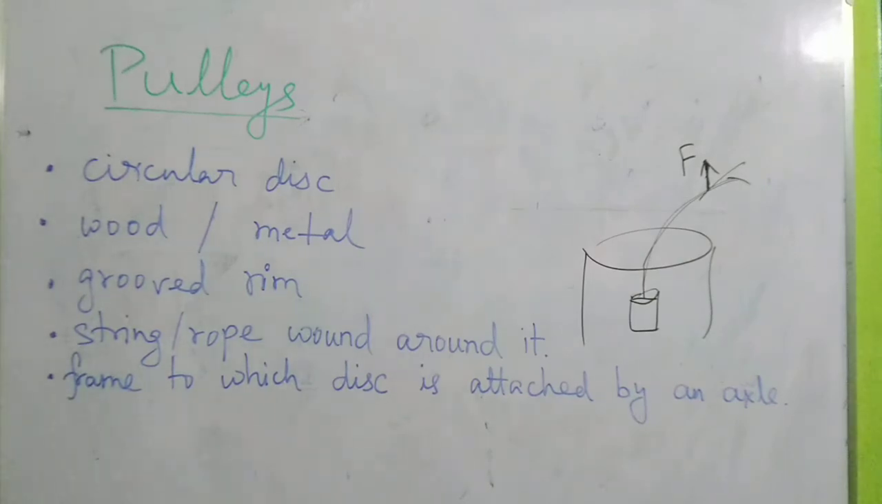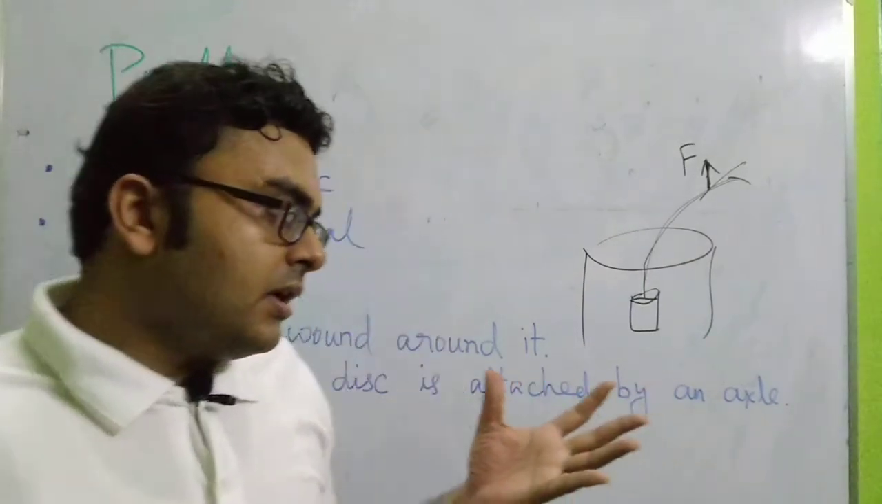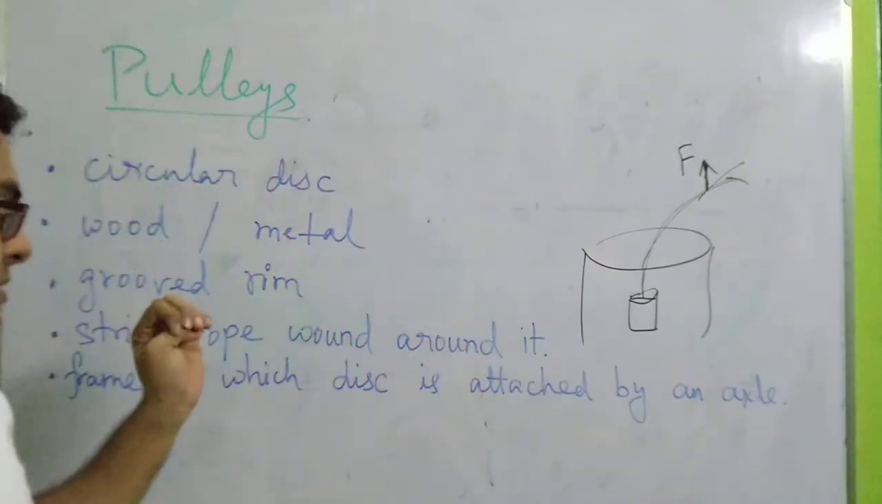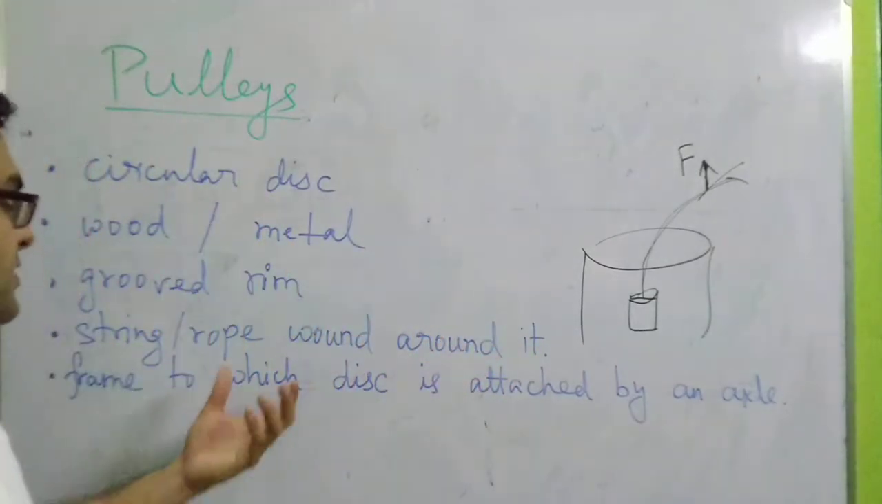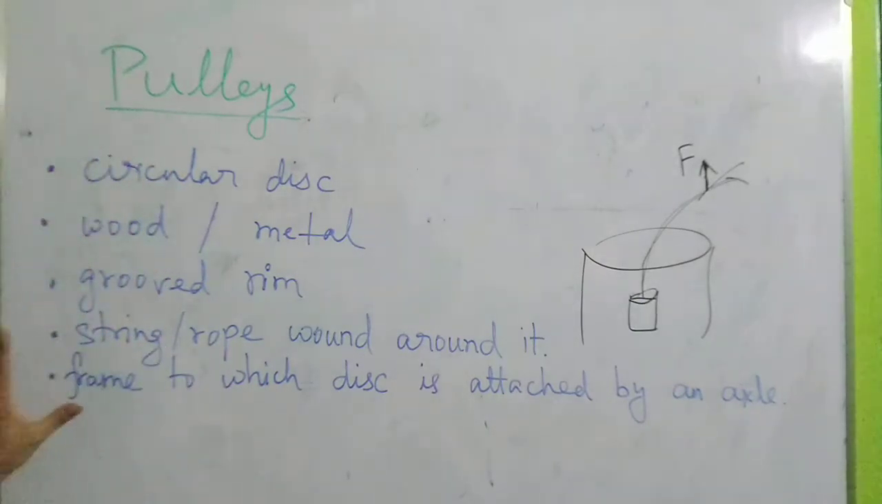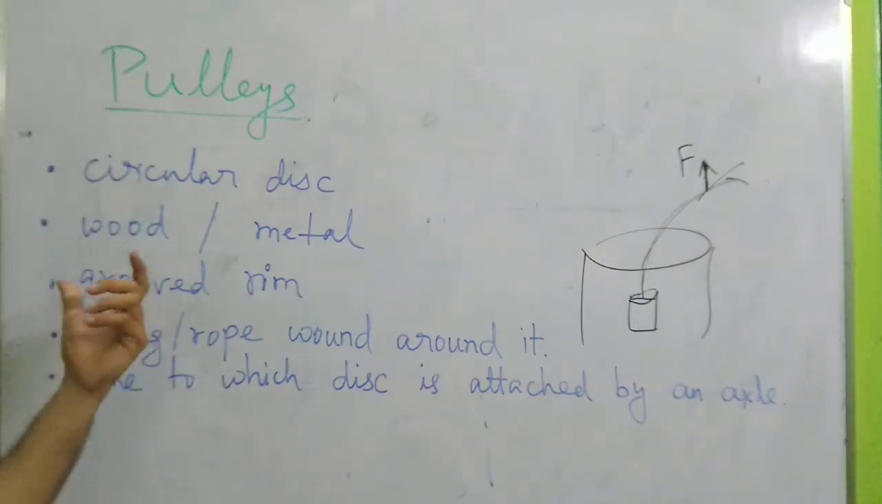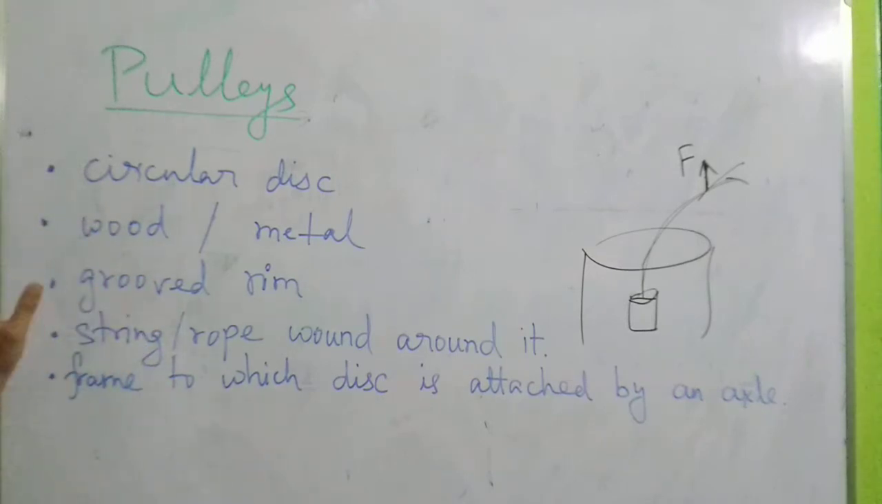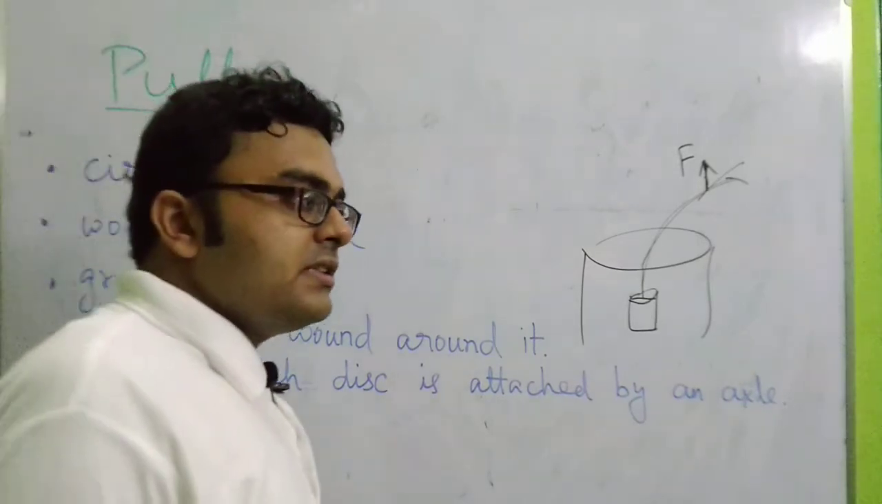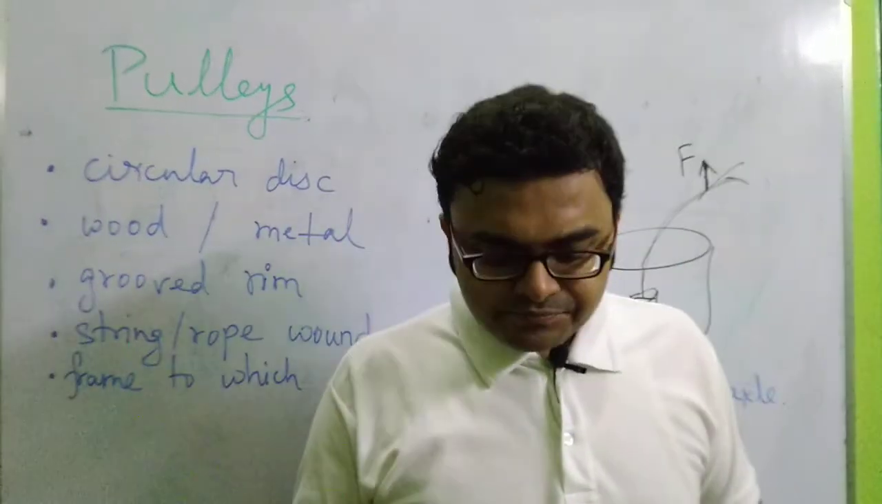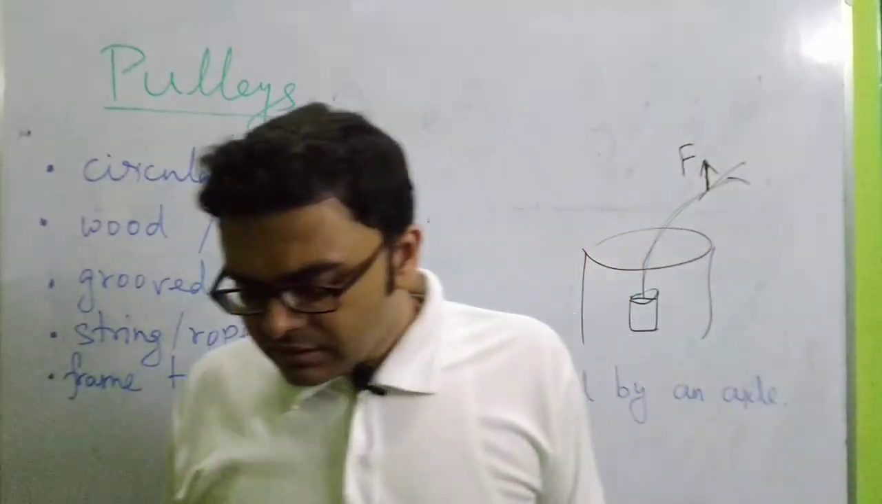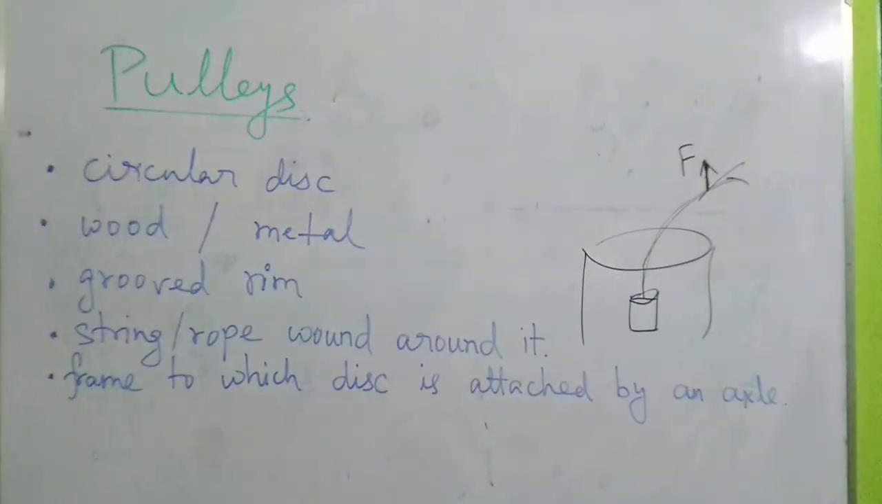So actually what we have been doing is just adding up the structures which make up a pulley. There will be a frame, and there will be a string or rope which will be wound on the groove rim, and the groove rim is present on a circular disc made of wood or metal. So this is the basic structure of a pulley. Now, this pulley can be of two types, based on whether the frame is attached to a rigid support or not.